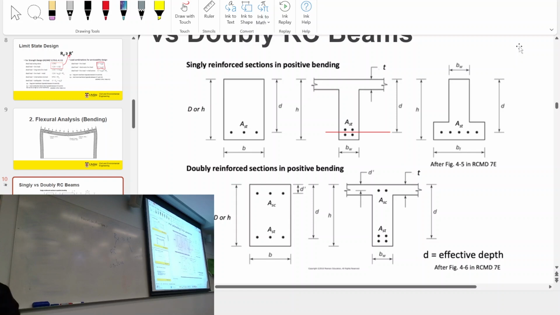Actually, just quickly, show of hands, how many people have done 2400 mechanics and solids? Has everyone? Some people haven't done 2400. Cool, no worries.